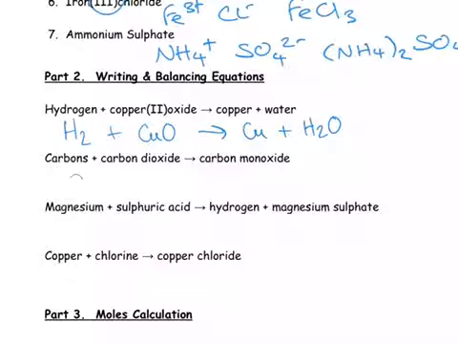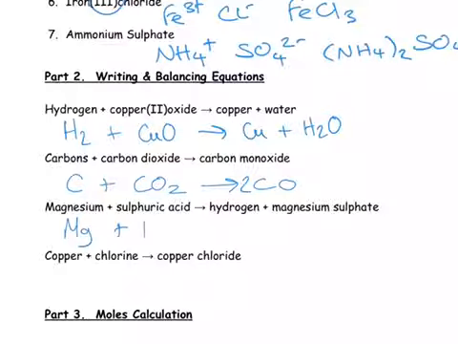For the next one, we've got carbon plus carbon dioxide makes carbon monoxide. Carbon monoxide only has 1 oxygen. We're going to make 2 of those, as we're starting with 2 carbons and 2 oxygens.